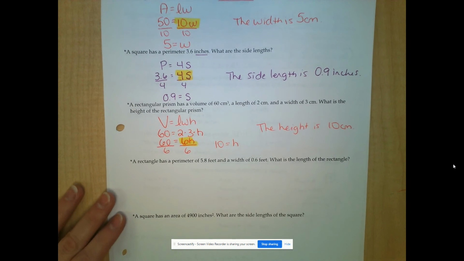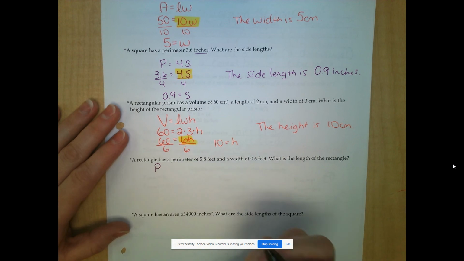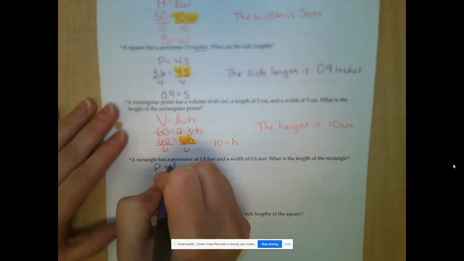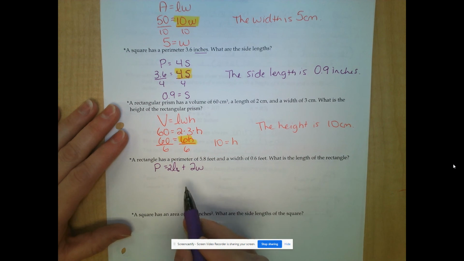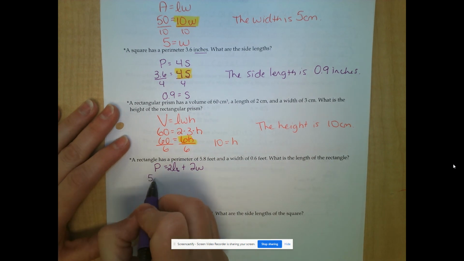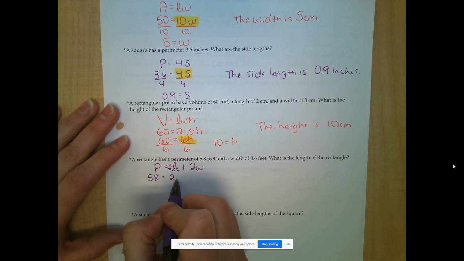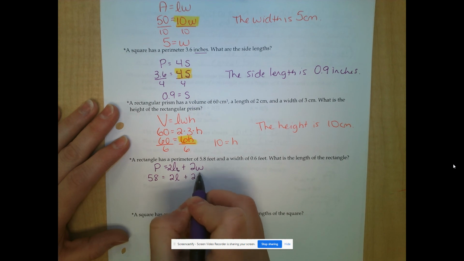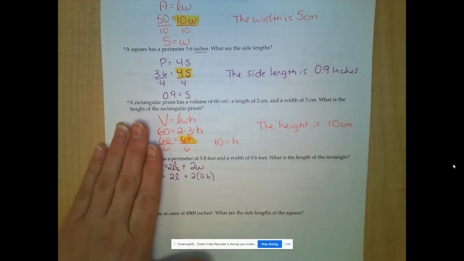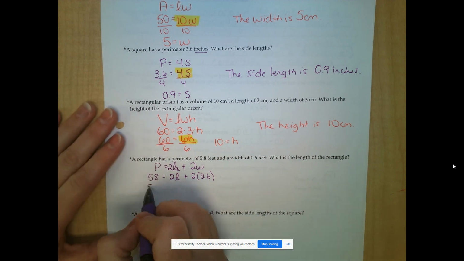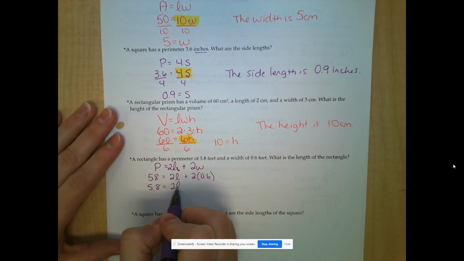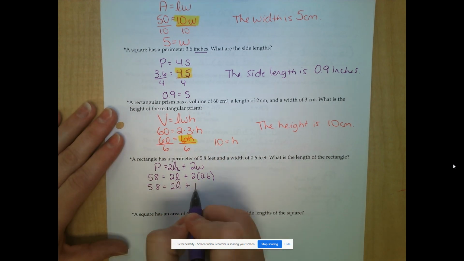All right. A rectangle has a perimeter of 5.8 feet and a width of 0.6 feet. All right, so I need the perimeter formula for a rectangle: 2 times L plus 2 times W. And I'm going to plug in everything I know after I write the formula. Perimeter is 5.8, 2 times the length, don't know the length, plus 2 times the width, which is 0.6. I'm going to look over here on the right and say I can do 2 times 0.6. So 2L plus 2 times 0.6 is 1.2.